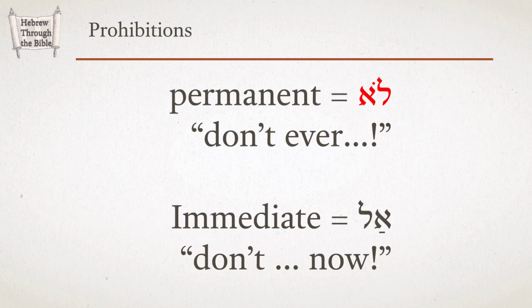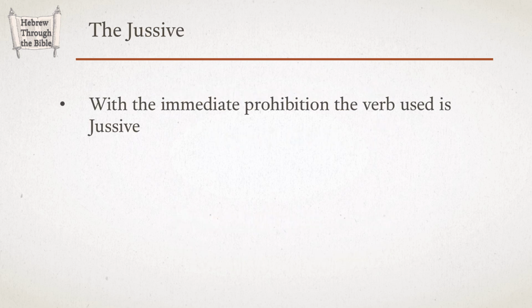The negative with the long vowel lo is the negative for the long-range or permanent prohibition. This is the construction used, for example, in the Ten Commandments. The negative with the shorter vowel al is the negative used in the immediate prohibition, don't keep now. It also happens with the immediate prohibition that the verb used is technically not the imperfect, but the jussive. We will learn about the jussive in the next lesson.